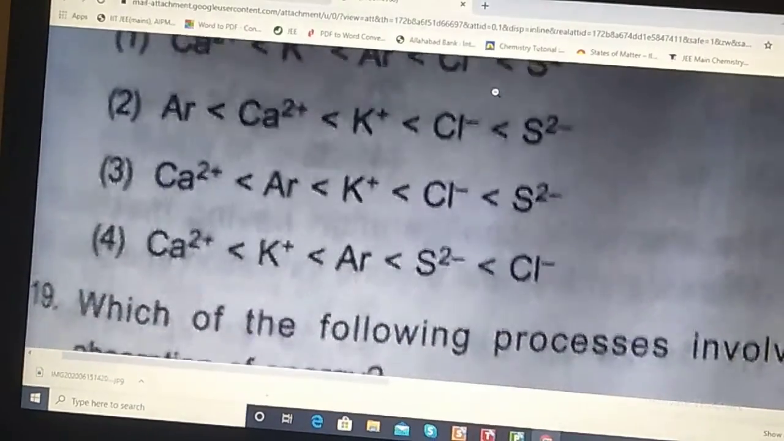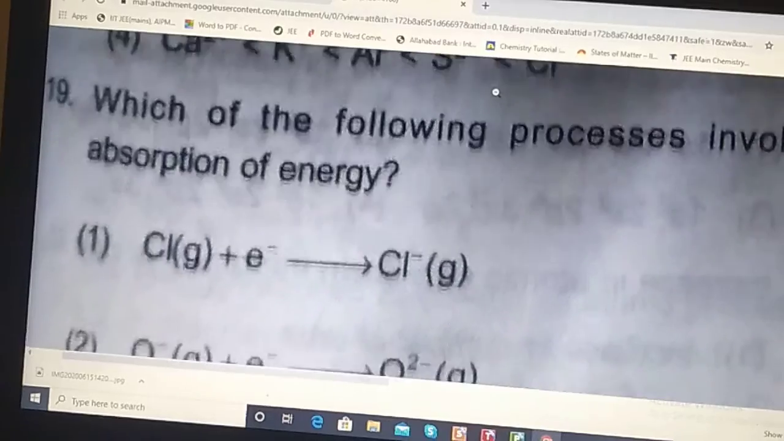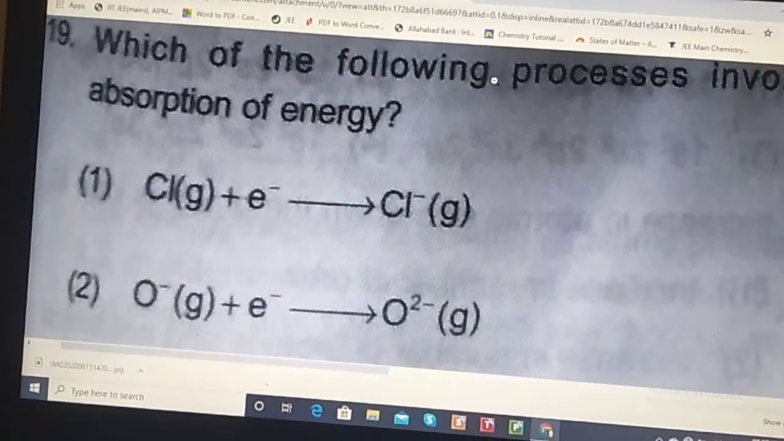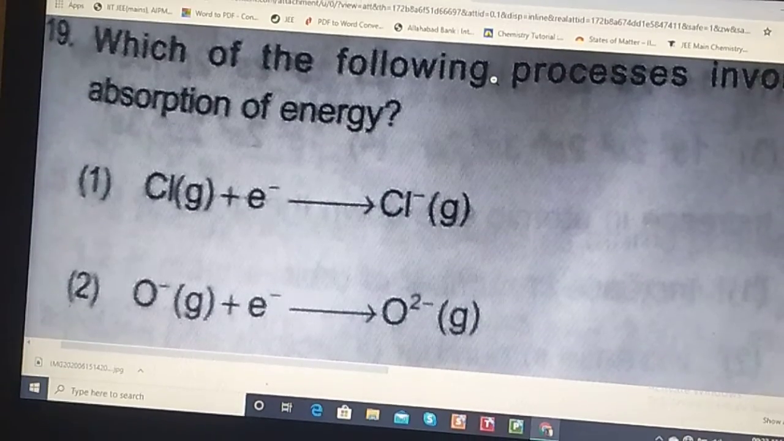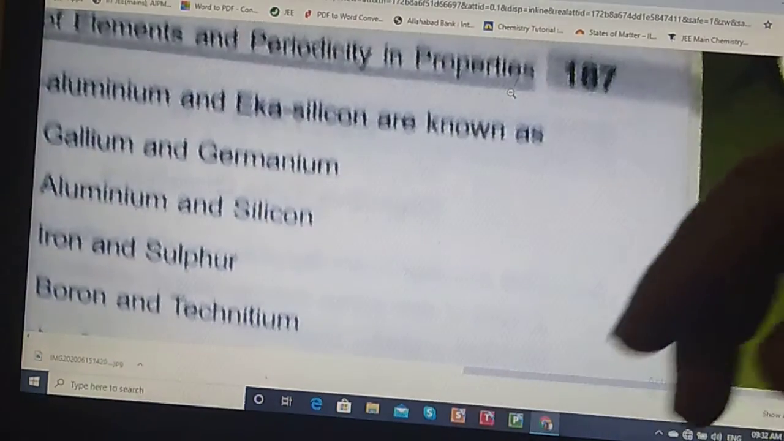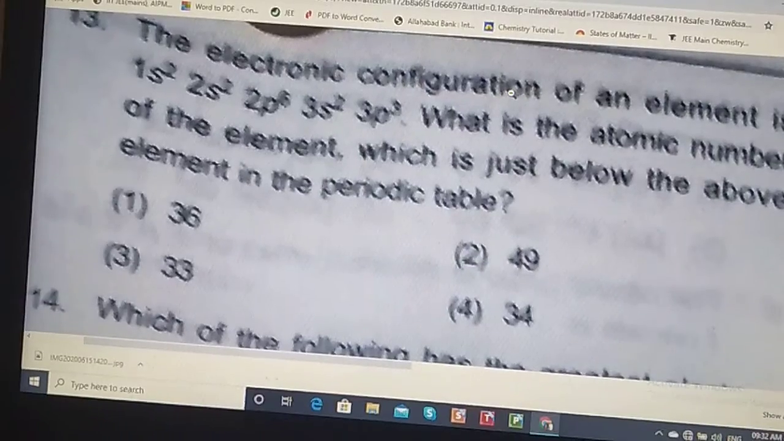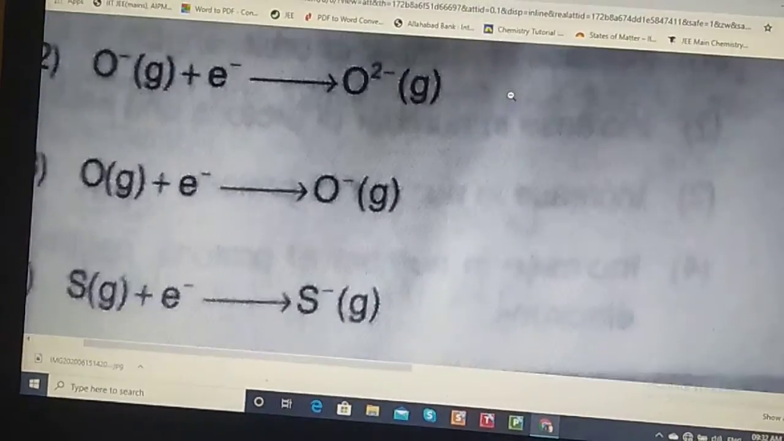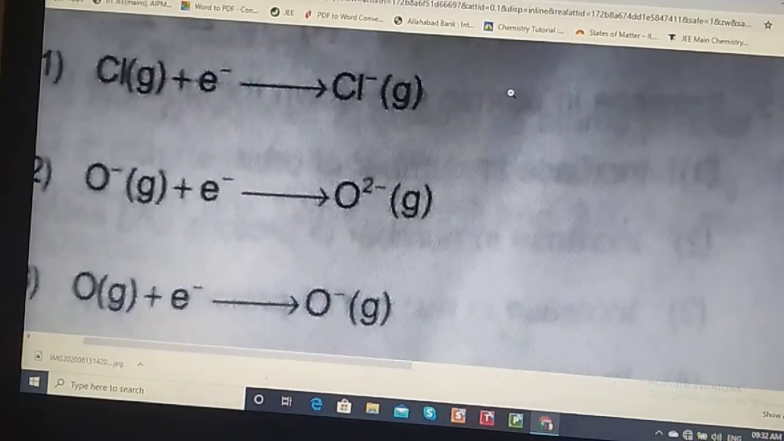Now let us move to question number 19, student. Which of the following processes involves the absorption of energy? Dear student, they are asking which of the following processes, in which absorption of energy takes place. So absorption of energy in the concept is what they are asking, student.